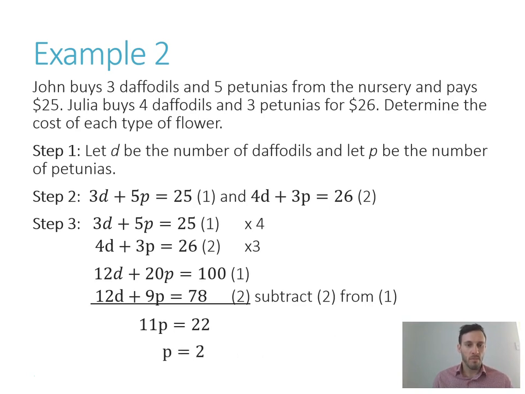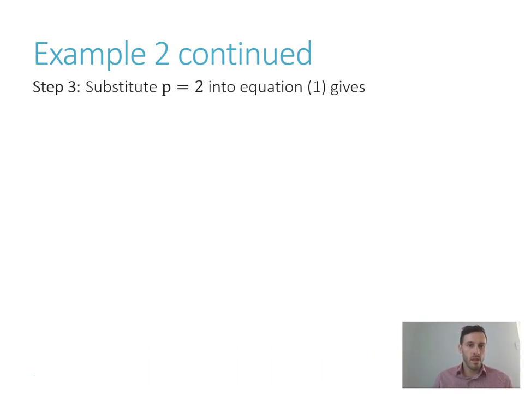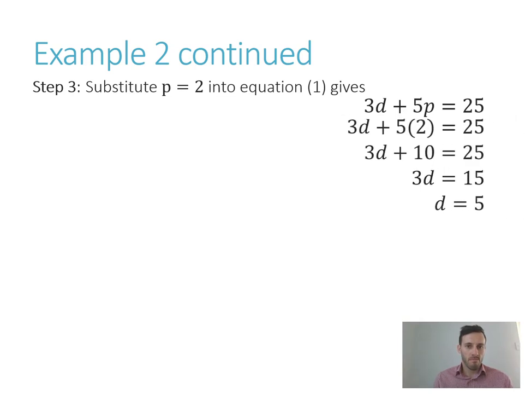And we solve to find out that P equals 2. Now we continue step 3. We substitute P back into equation 1 to solve for D. As you'll see here, we get 3D plus 5 times 2 equals 25. Negative 10 both sides. Divide by 3, which gives us D equals 5.